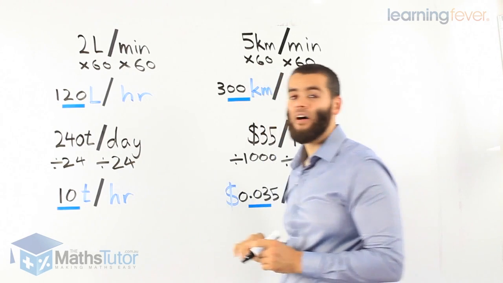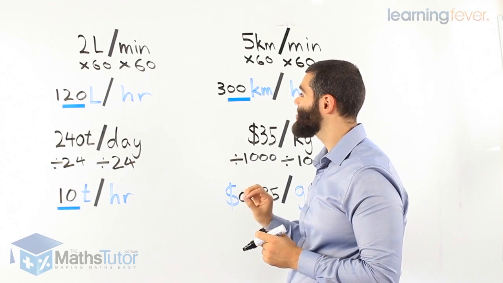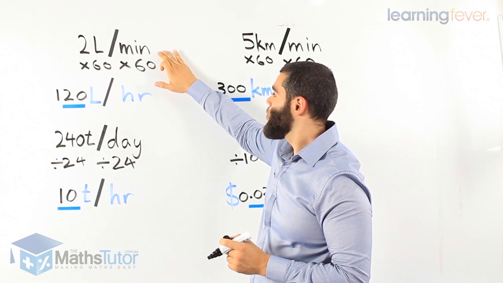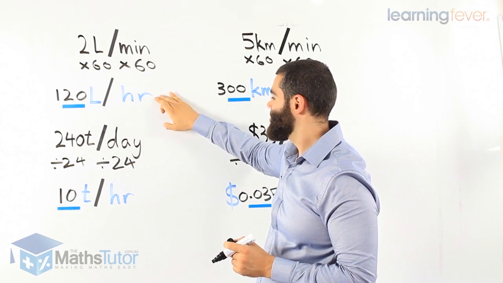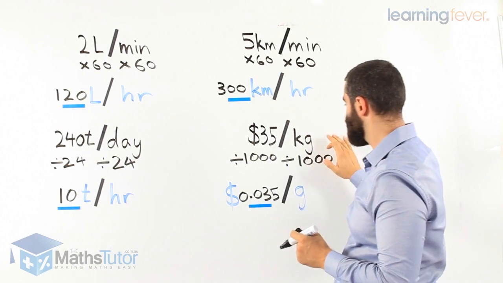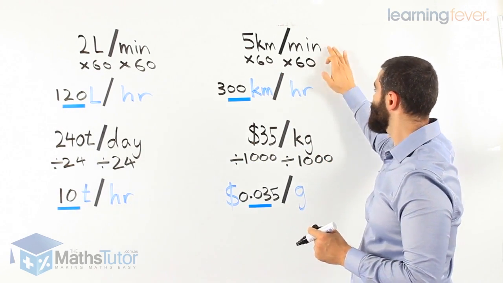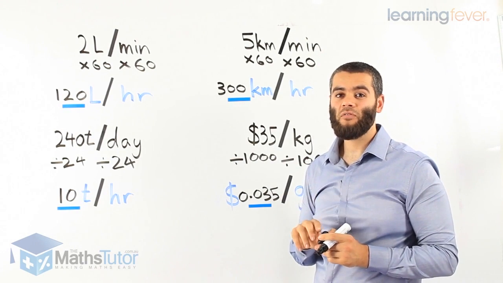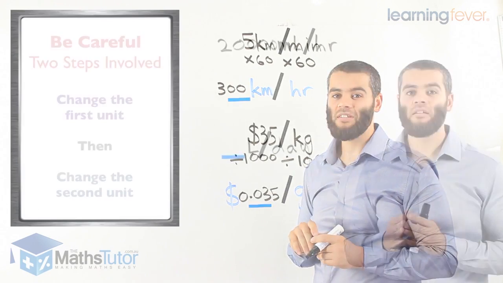This is the way to find equivalent rates. We found them and we noticed we are changing one unit: from minutes to hours, and here we're going from days to hours. Here we're going from kilograms to grams, and here minutes to hours. We're going to do 2 more examples. Watch carefully and you'll learn even more.